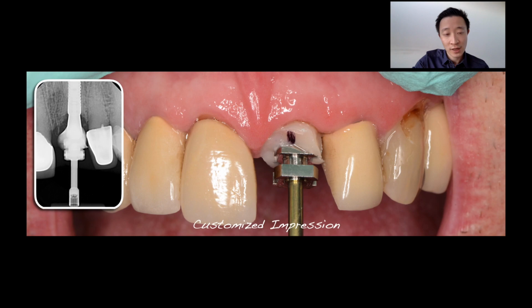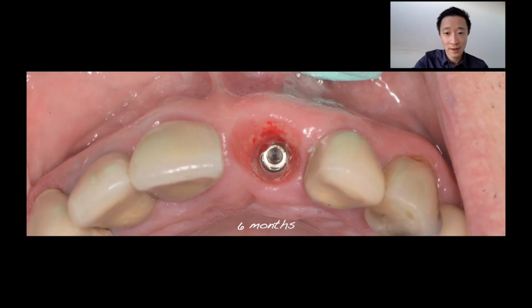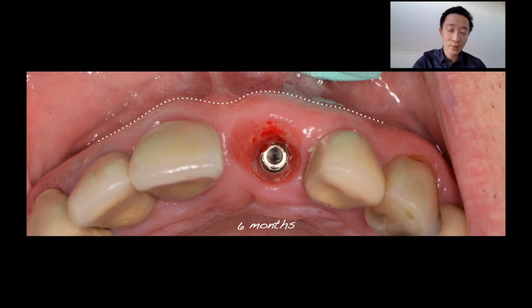We then took a customized impression to duplicate the temporary. And then this is a 6-month view of the socket after we had removed the temporary. So you can see very nice tissue response. The implant is in a good position, maybe slightly distal. Maybe that's what led to the blunting of that papilla. Not enough space there. And importantly, we have kept that buccal contour.